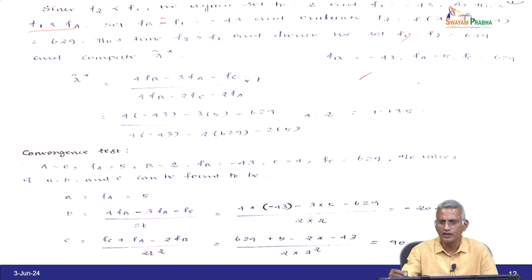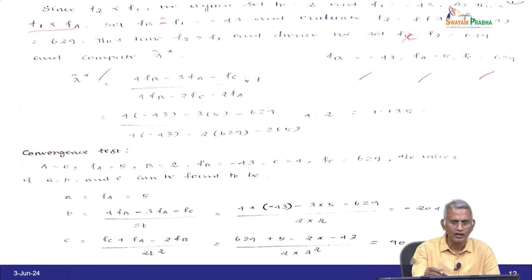So, fb we know, fa we know, fc you know, so it is fc. Once you have got fc, we have the direct formula of lambda star equal to (4fb minus 3fa minus fc) by (4fb minus 2fc minus 2fa) into t. Here t is 2 t naught, that is, t is 2. fa, fb, fc you know the values, substitute them. So, we have 1.135.